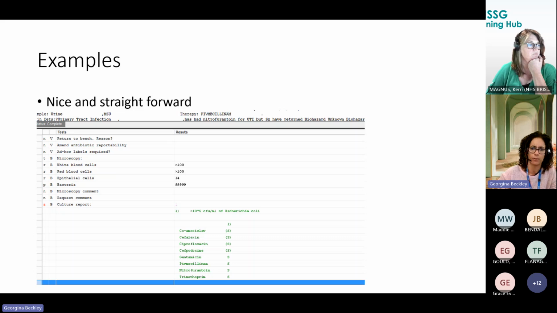So this is a nice straightforward option. This is how it looks in our lab system. It obviously looks slightly different when you come onto ICE.